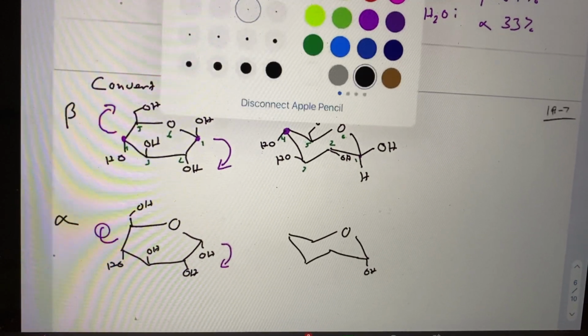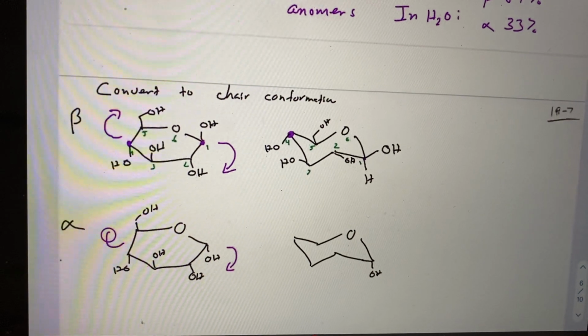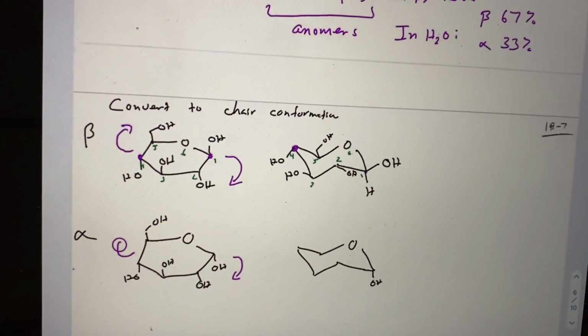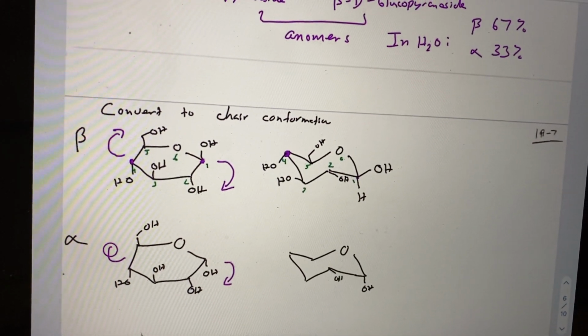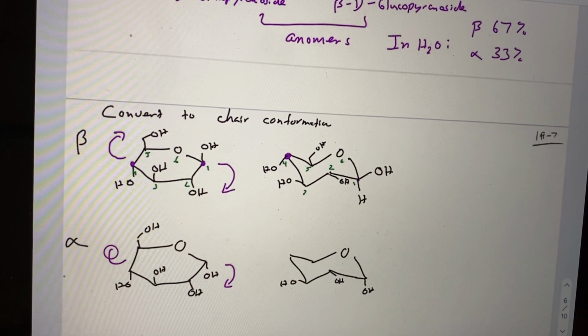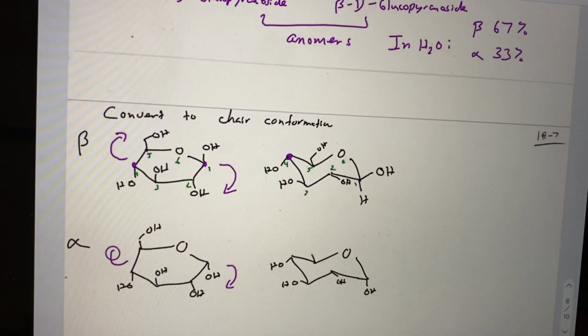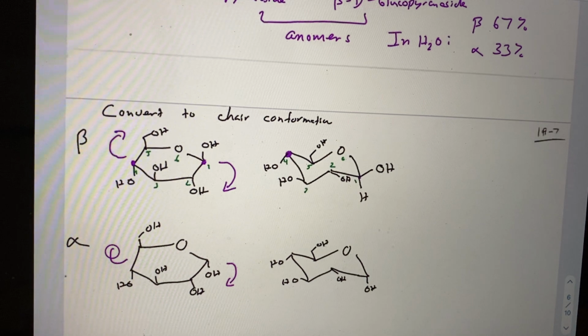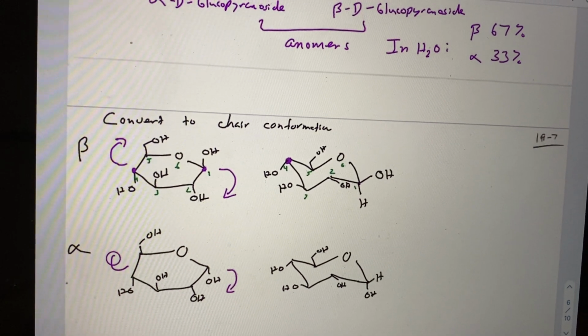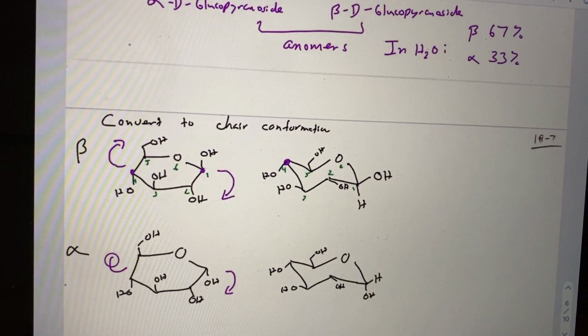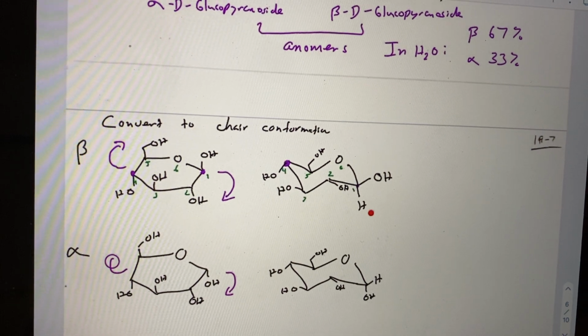Carbon 2, the hydroxyl group, so what to highlight here. Carbon 2, the hydroxyl group is also pointing down, so these are all just like before. Up, down, CH2OH. The only difference here is the anomeric position.